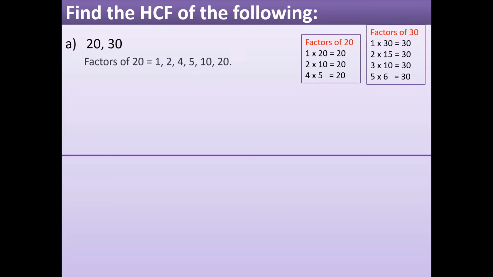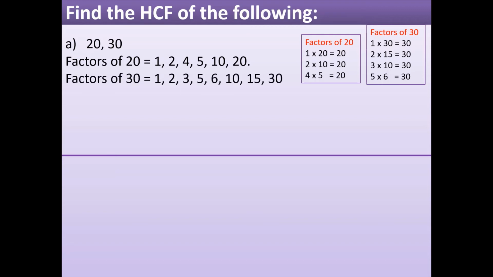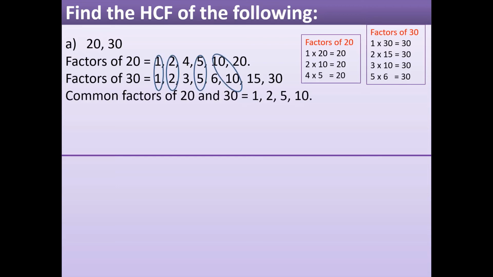Step 1. Factors of 20 are 1, 2, 4, 5, 10 and 20. Factors of 30 are 1, 2, 3, 5, 6, 10, 15 and 30. Step 2. Find out the common factors. So common factors of 20 and 30 are 1, 2, 5 and 10. Step 3. Find out the HCF. So HCF of 20 and 30 is equal to 10. Let's solve the next question.